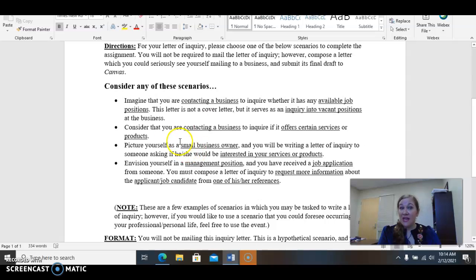Okay. Another scenario is maybe you want to contact a business to see if they offer any certain services or products. This could be even something in your personal life. If you're curious about a particular business and if they offer some type of service because you need that service, maybe you're going to contact a garage and see if they offer a particular automotive service. Maybe you're going to contact an individual and see if they offer a particular service that you need, like if you're planning a wedding and you need to find out about the available cakes that they have for catering services, things like that. So it could be something in your personal life, not just in your professional life.